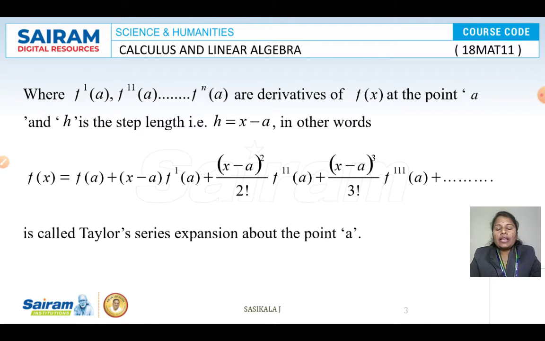Here f dash, f double dash, etc. up to f n dash of a are the derivatives of f of x at the particular point a, and h is the step length, which is calculated as x minus a. In other words, we can write directly without using h: f of x is equal to f of a plus x minus a into f dash of a plus x minus a the whole square by 2 factorial into f double dash of a plus etc. This equation is called a Taylor series expansion about the point a.